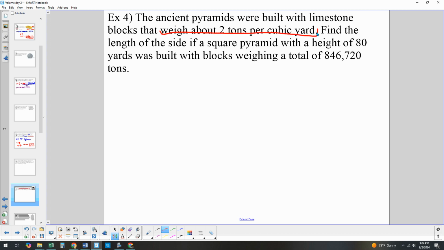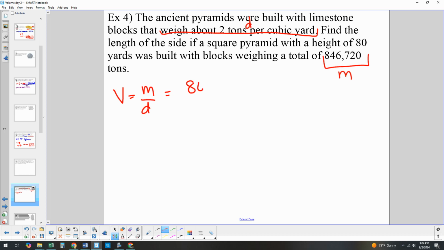Oh, sorry, it's density. I lied. Because the units, tons per cubic yard, are the density. Find the length of the side of a square pyramid with a height of 80 yards if it was built with blocks weighing a total of 846,720 tons. So they're giving me the mass here. So this is mass, this is density. So again, volume would be mass divided by density.